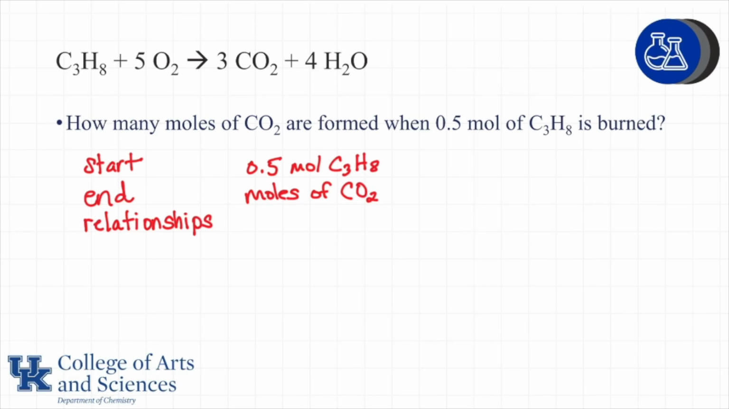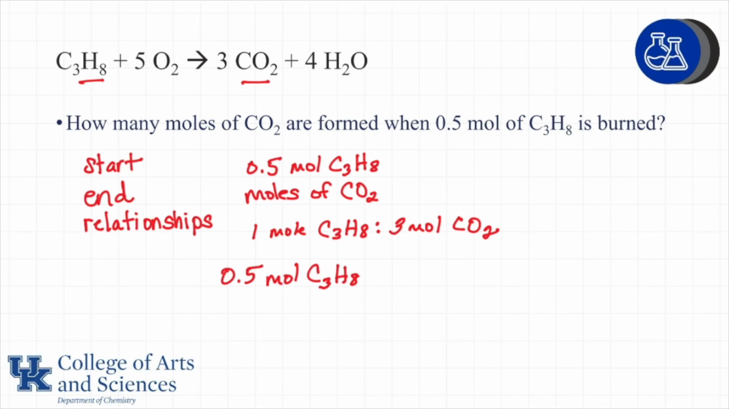We know that we're going to go from propane to CO2, and we can write a relationship between those: 1 mole of C3H8 to 3 moles of CO2. That's our mole-to-mole ratio between those two substances. Just like with our earlier dimensional analysis problems, we're going to start with our given value, the 0.5 moles of C3H8. We know that moles of C3H8 must go on the bottom because we want to cancel those units out. And the relationship we know with moles of C3H8 is to 3 moles of CO2.